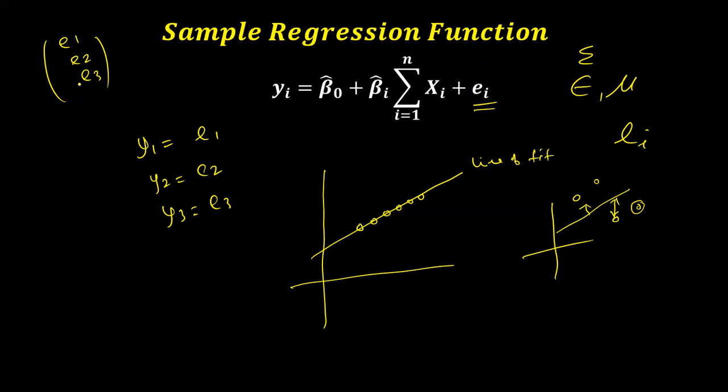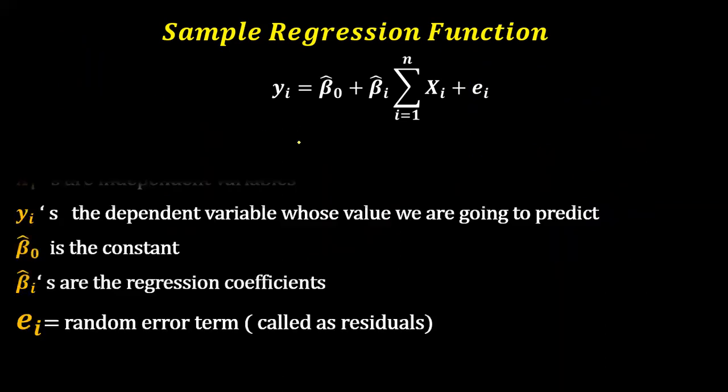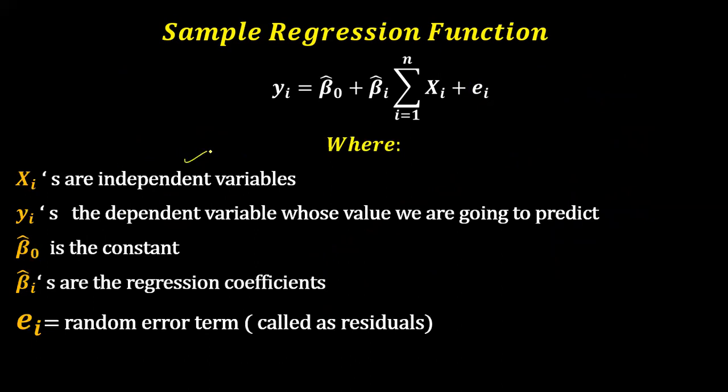Okay, so now just visit the previous video so that you'll understand how it is being calculated. So now we just go on to this. Xi are the independent variables as usual, yi the dependent variable, and beta naught is the constant, bi are the regression coefficients. Now this random error in sample is called the residuals.